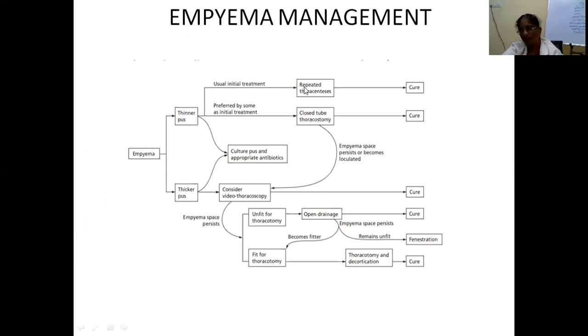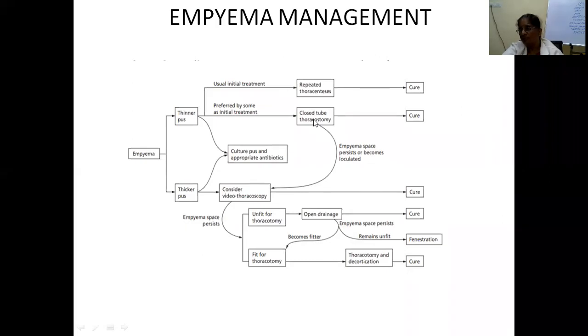If the fluid is less, if you think thin pus is there and it is a minimal amount by X-ray, we can remove it with recurrent thoracentesis as well. Along with antibiotics, if you do thoracentesis, it will cure the disease when the pus is thin. And sometimes when moderate effusions are there and the fluid is thin pus, then also, along with the antibiotics, we should go for closed tube thoracostomy. That is, an intercostal tube is introduced into the cavity to drain the pus. That will cure the empyema.